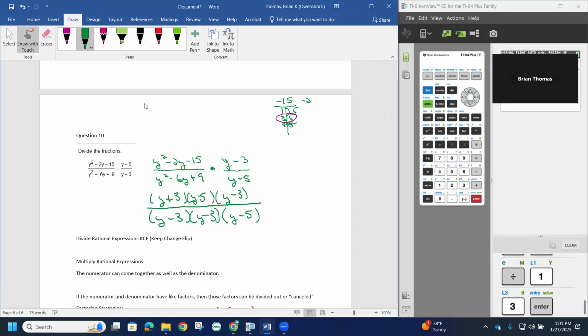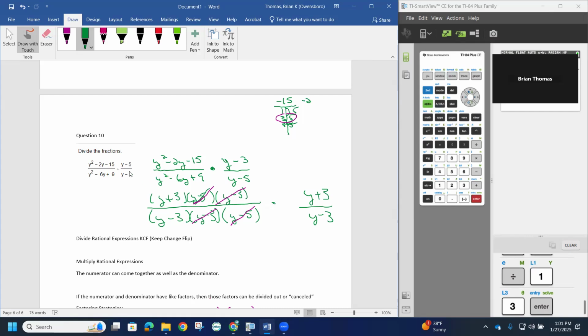So in factored form, we just start trying to see if there are any factors in common. Well, I don't see a y plus 3, but I do see a y minus 5 on the top and the bottom. So I can cancel the y minus 5 and the y minus 5. They divide out. And also there's a y minus 3 and a y minus 3 here that divide out. So the remaining factors are the y plus 3 in the numerator and the y minus 3 in the denominator. We don't necessarily need to put those parentheses there. We can just drop the parentheses if we like and leave it in that form.